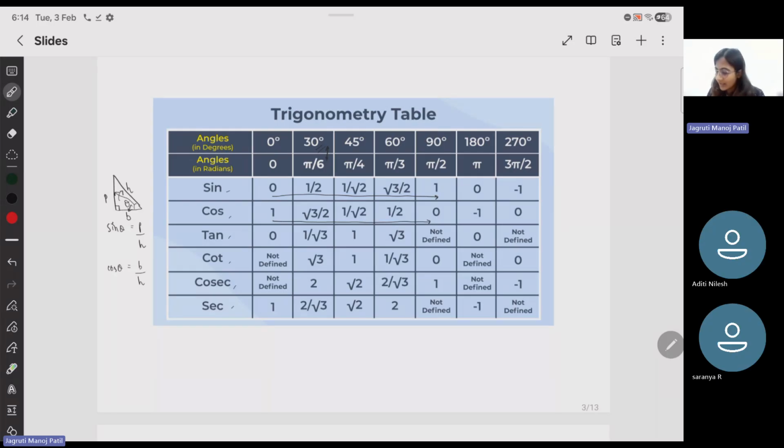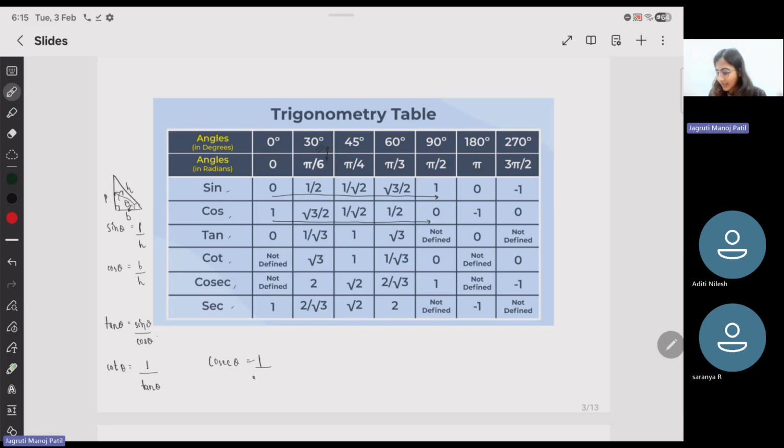Then tan is nothing but the ratio of sine and cos. Then we have cot theta, which is nothing but the inverse of tan theta. This is not tan inverse theta; this is actually 1 by tan theta, since that means something else. Then you have cosec.